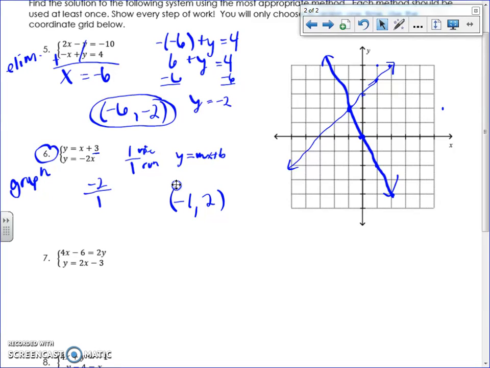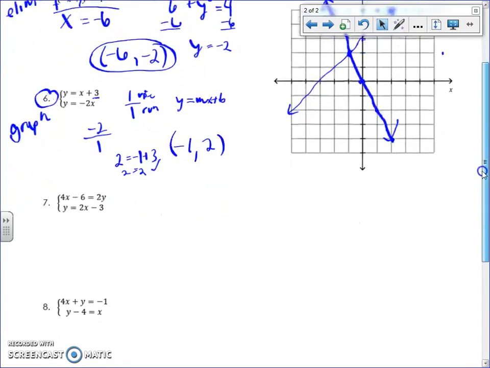Okay, and then if you want to ever check your graphing, you can plug these values back into one of your equations and see if it works. So I'm going to do that with you here. I'm going to plug it into the first equation. So I have 2 equals -1 plus 3. I get 2 equals 2, so I know that my answer checks out.